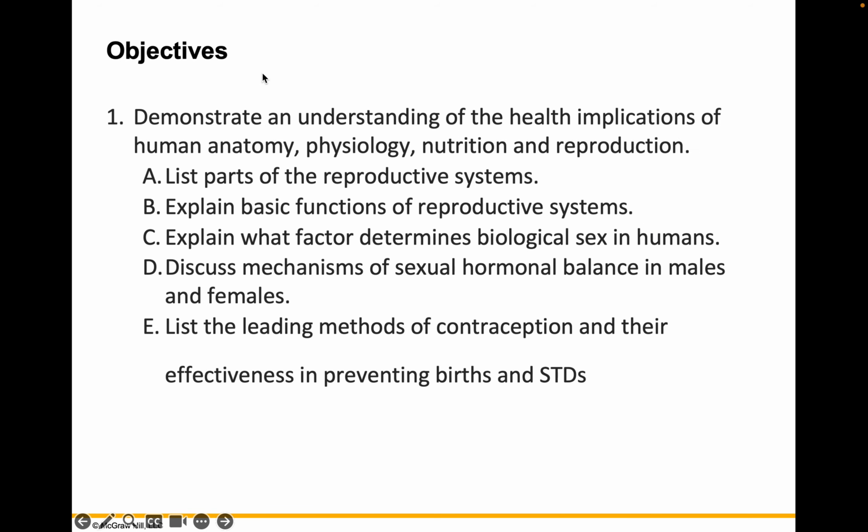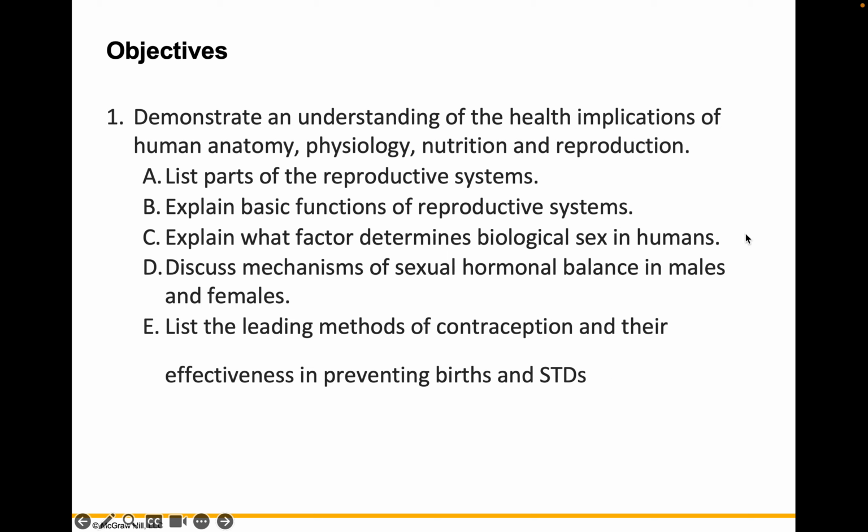All right, that wraps up our lecture on the reproductive system. At this point, you should be able to demonstrate an understanding of the health implications of human anatomy, physiology, and reproduction. You should be able to list the parts of reproductive systems, explain the basic functions of reproductive systems, explain what factor determines biological sex in humans, discuss mechanisms of sexual hormonal balance in males and females, and list the leading methods of contraception and their effectiveness in preventing births and STDs.